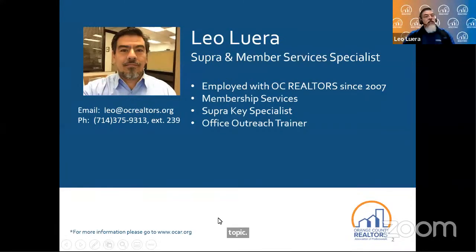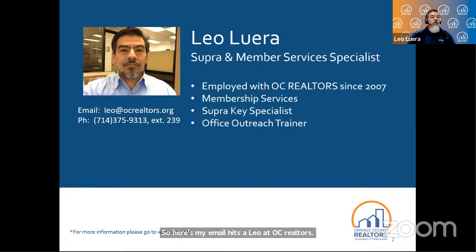So here is my email. It's leo@ocrealtors.org, and that's my phone number. The 714 number is for the Fountain Valley location where I'm normally at. It's 714-375-9313, and my extension number is 239.